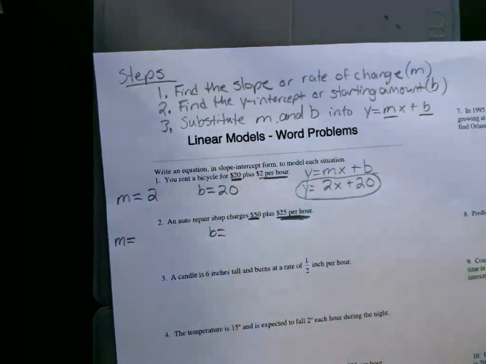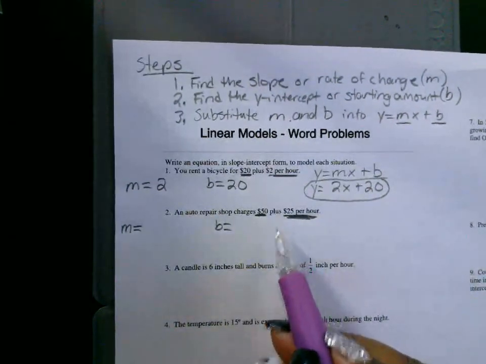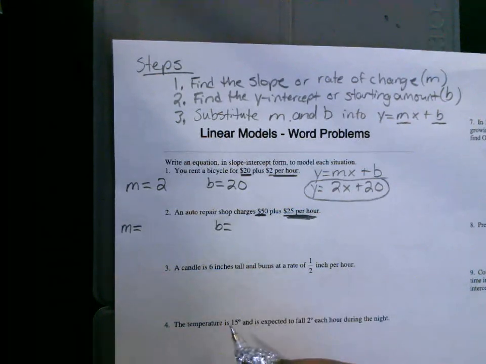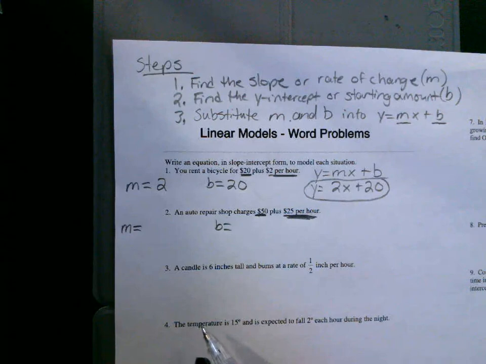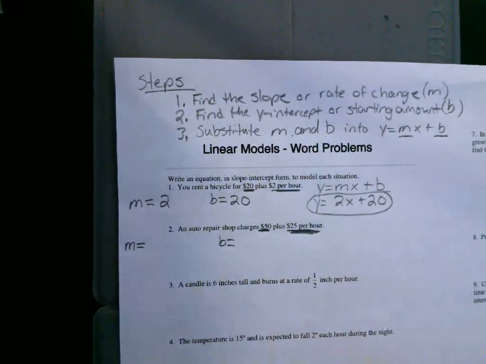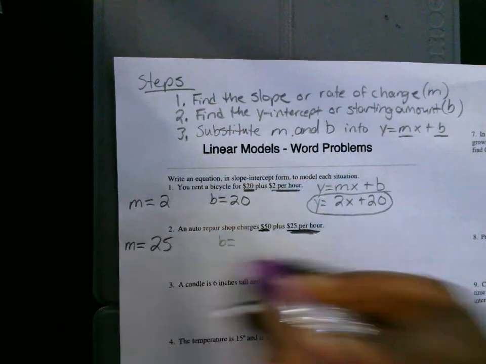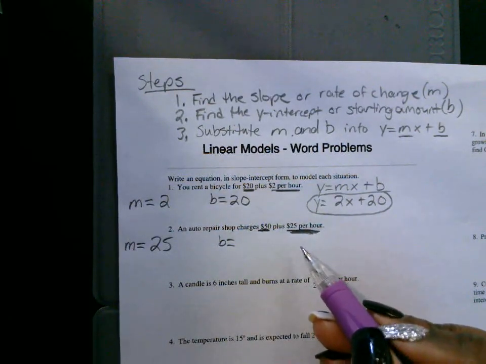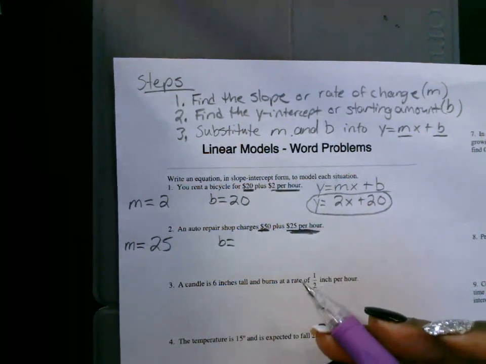Okay, let's look. It says, which one of these is going to be my rate of change? Deasia, which one's my rate of change? For number 2, baby. 25. It's $25 for every hour. So you have to pay $25 for every single hour.